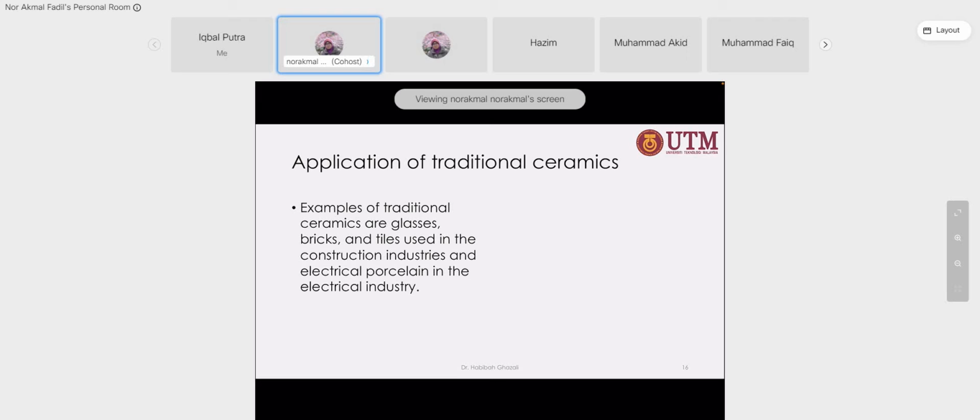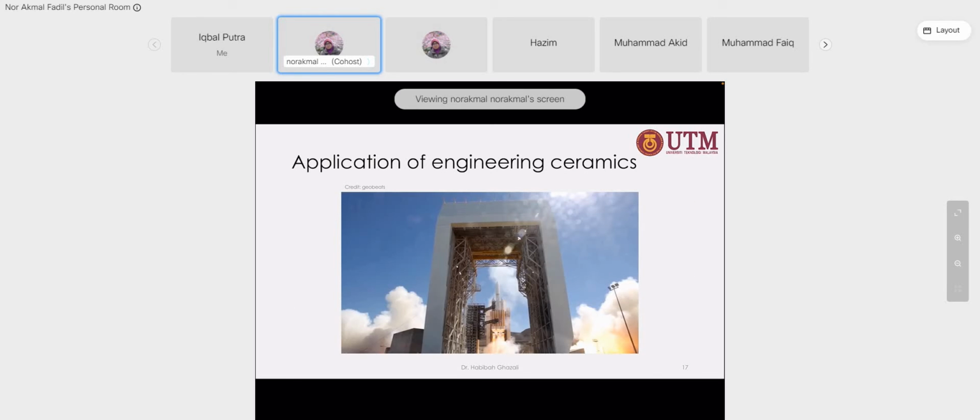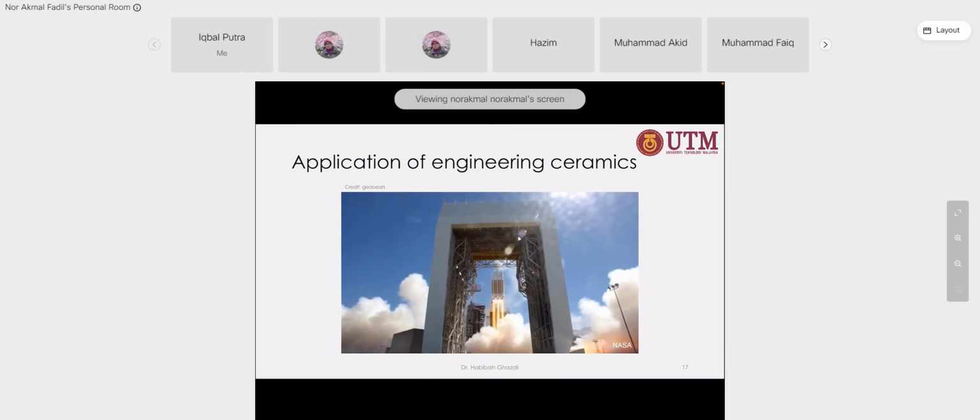So examples of traditional ceramics, okay, we have glasses, brick, and tiles used in the construction industry, and electrical porcelain in the electrical industry. Kitchen crockery is classified as a traditional ceramic. Okay, electrical porcelain is used as a strain insulator in electrical applications. This is the insulator.